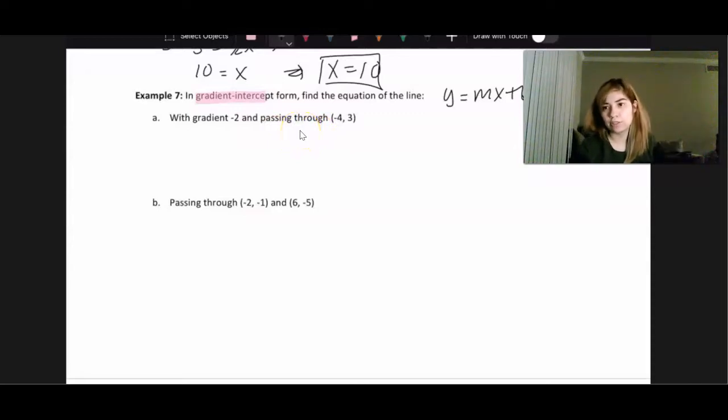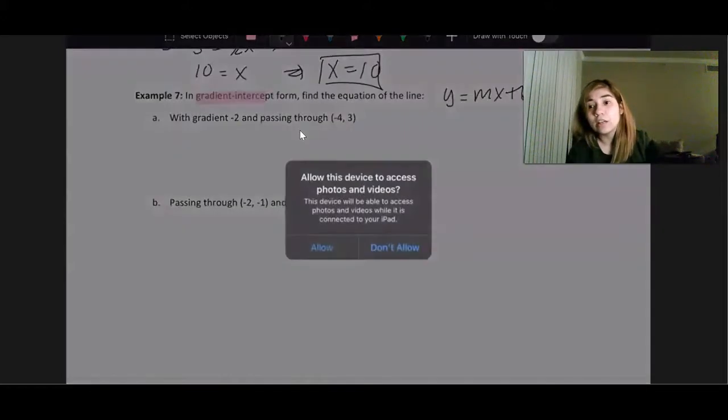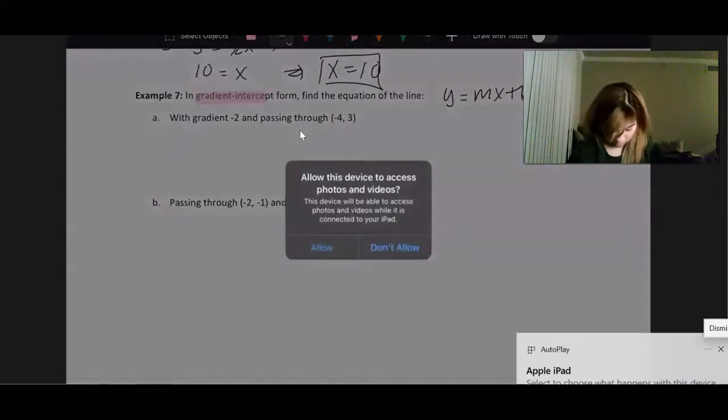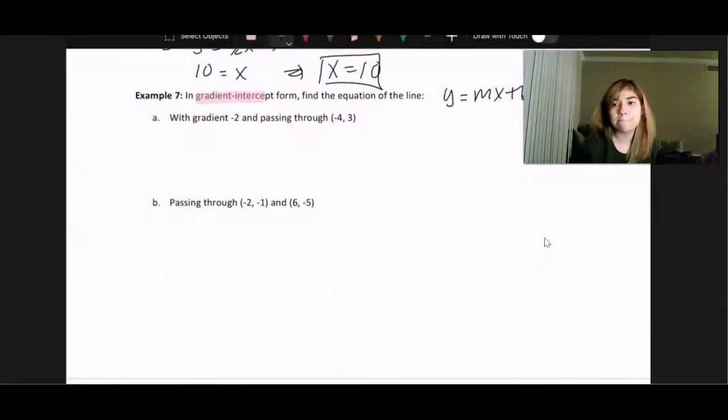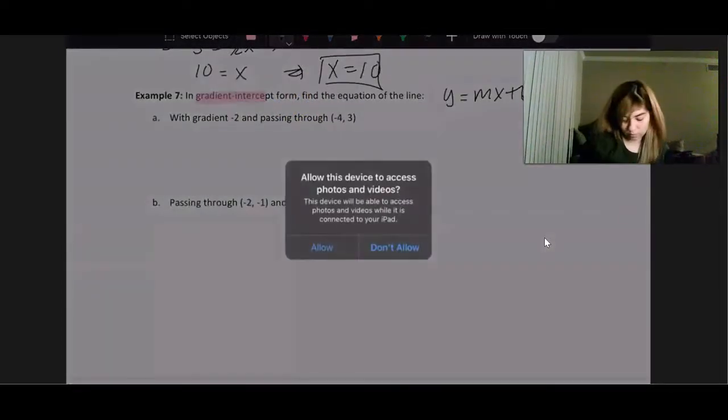I just realized my charger, or my thing's not charging. Oh wow. Do I have to know? Oh.